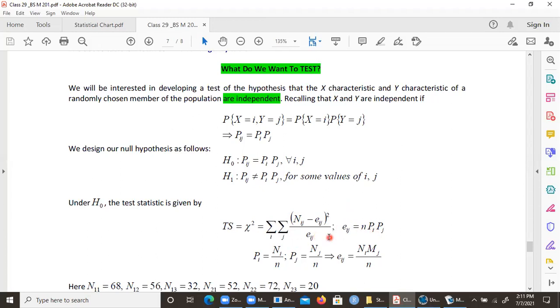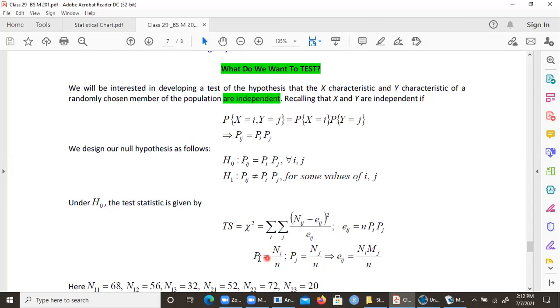The expectation Eij is the quantity defined as small n multiplied by Pi and Pj. But we know that Pi individually is the ratio of the observed value capital Ni to the total value. Pj is the observed value capital Mj to the total value. Sorry, this would not be Nj, this will be Mj. It's a printing mistake. I will rectify it later. So this is Mj. It is better to use different notation.